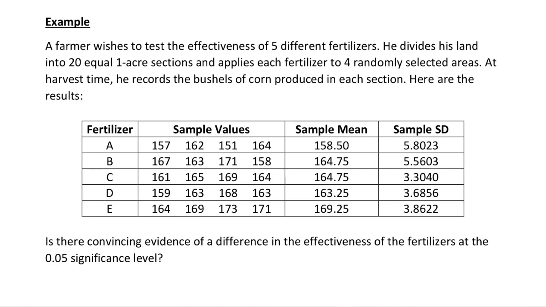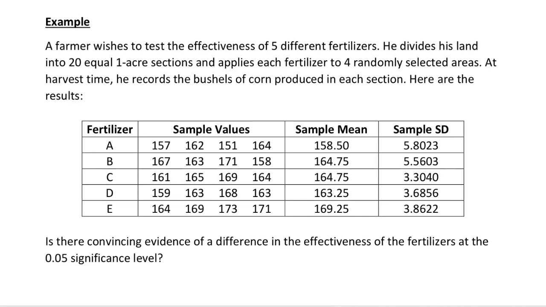All right, so it says a farmer wishes to test the effectiveness of 5 different fertilizers. He divides his land into 20 equal 1-acre sections and applies each fertilizer to 4 randomly selected areas. At harvest time, he records the bushels of corn produced in each section. Here are the results. So basically then, as you can see, we've got 5 different fertilizers, A, B, C, D, E. Each one of those fertilizers is used in 4 different areas of his farm field, so they can get a sampling and not just one section.